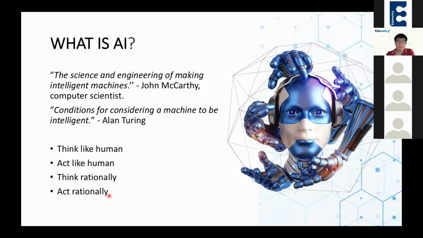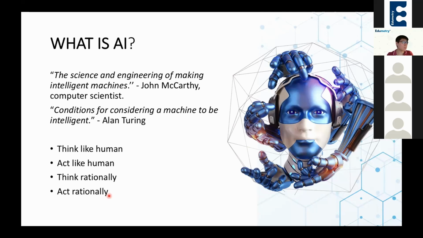Okay, so AI, by the computer scientist John McCarthy, is "the science and engineering of making intelligent machines." While Alan Turing, another computer scientist, quoted AI as conditions for considering a machine to be intelligent. So we can look at the two definitions. The common term that appears is intelligent. The other term is machine.